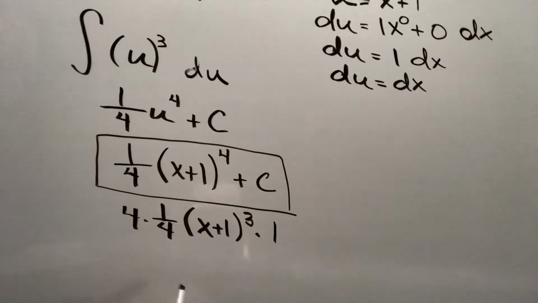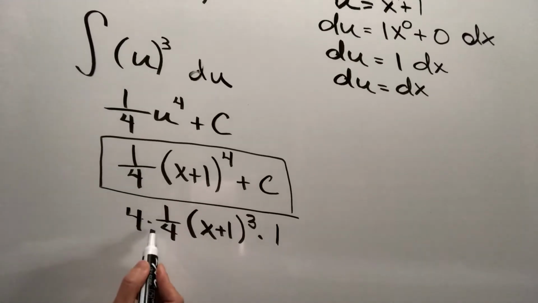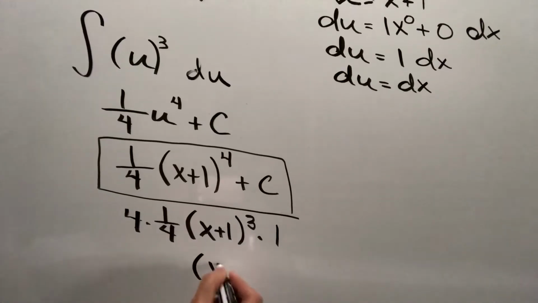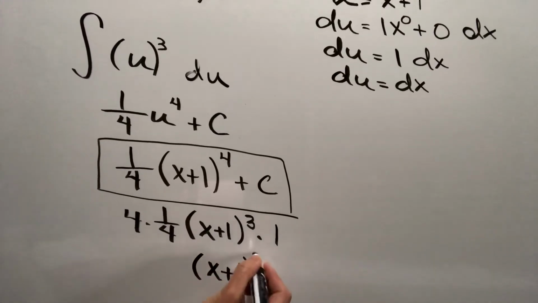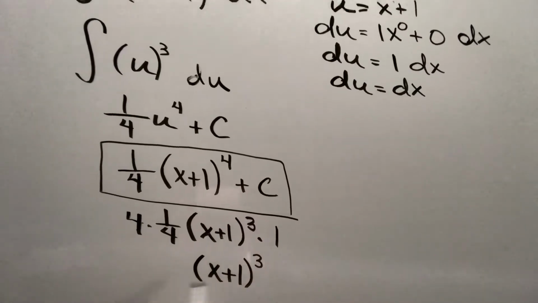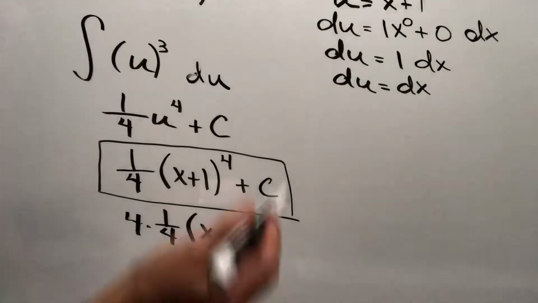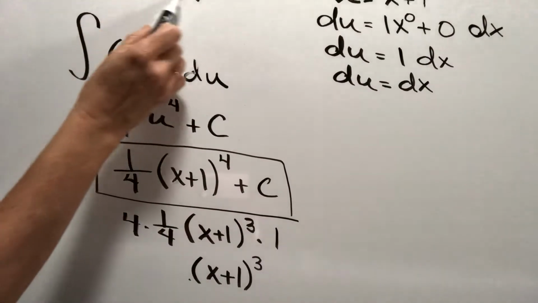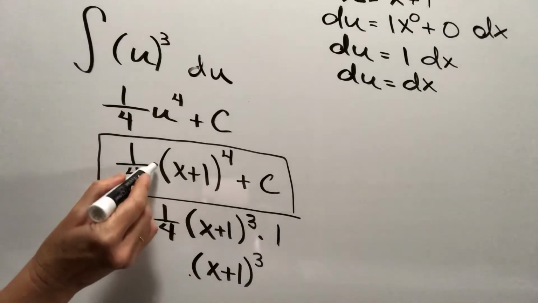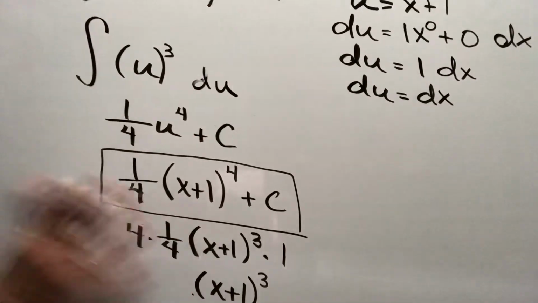Okay, so if we clean this up a little bit, 1/4 and 4 become 1. So I wouldn't need to write a 1 in front of the parentheses. It would just be x plus 1 cubed, and then also times 1 again. So I'm not going to write that. So compare what we got here to what we got here. See how the original function was x plus 1 cubed, and after we took the derivative of this, we got x plus 1 cubed. So that means that this work is correct.